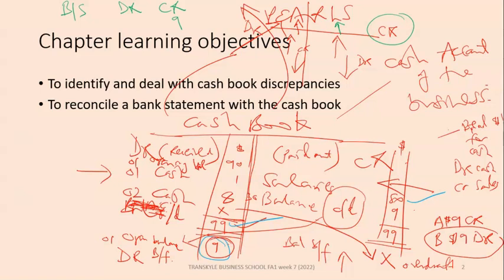When we have an overdraft according to the cash book, this X here means that in the bank we have an X debt. So when you see the examiner saying that the bank statement was showing a debit balance of X dollars, it means that they were in an overdraft position.